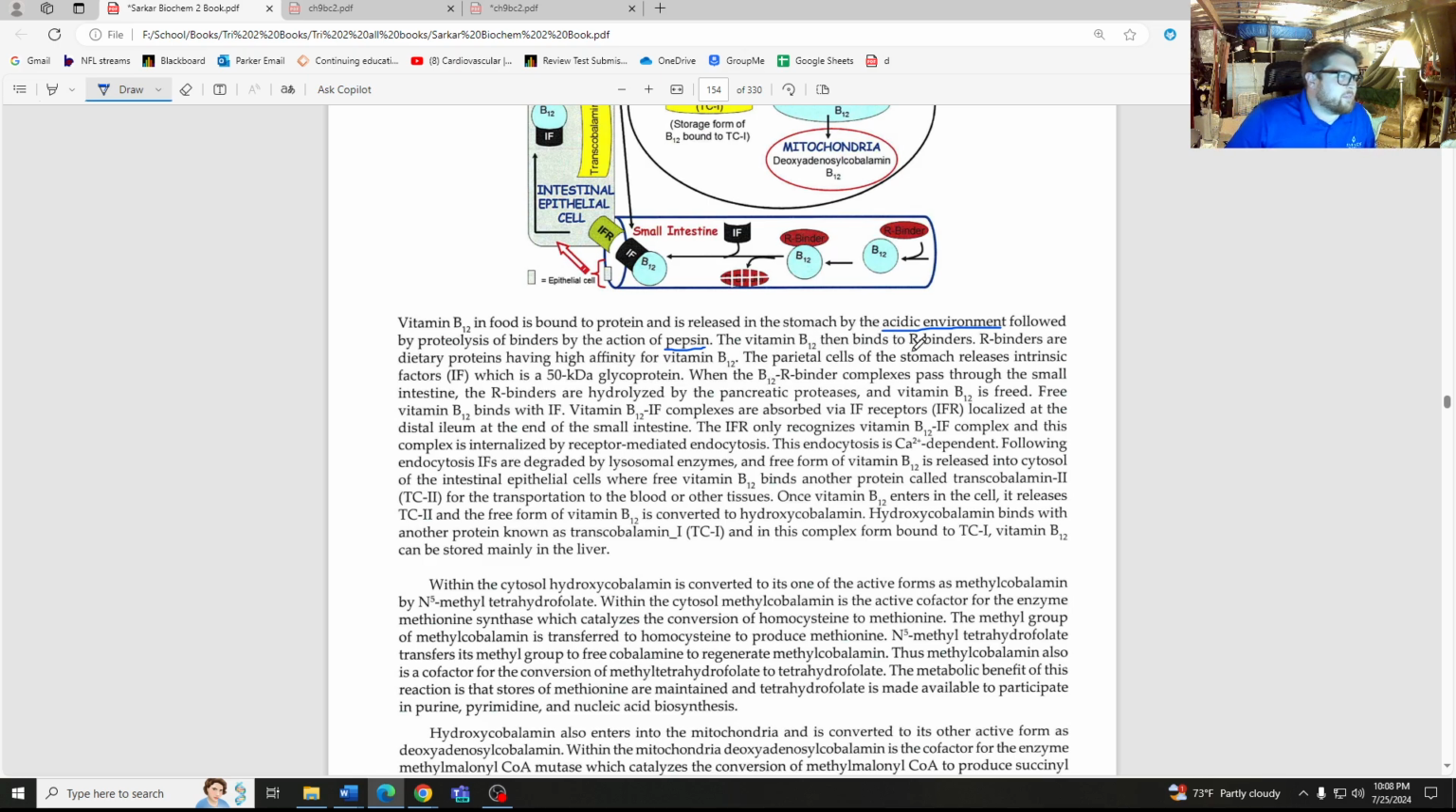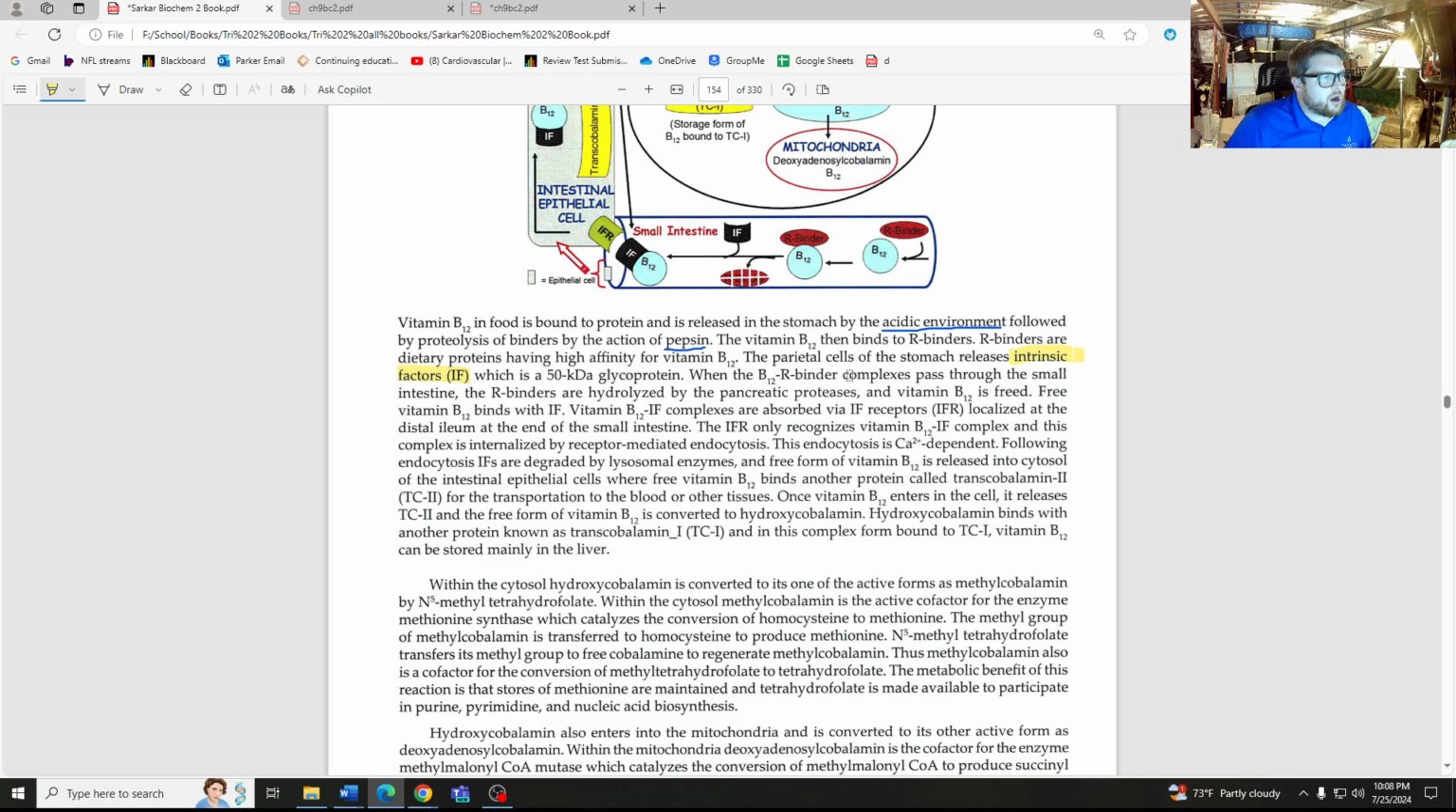Vitamin B12 then binds to R binders. I'll point out the exact things that you want to remember. A lot of this is just extra. R binders are dietary proteins having high affinity for B12. The parietal cells of the stomach release intrinsic factor. That's an important key thing, which is a 50 kDa glycoprotein.